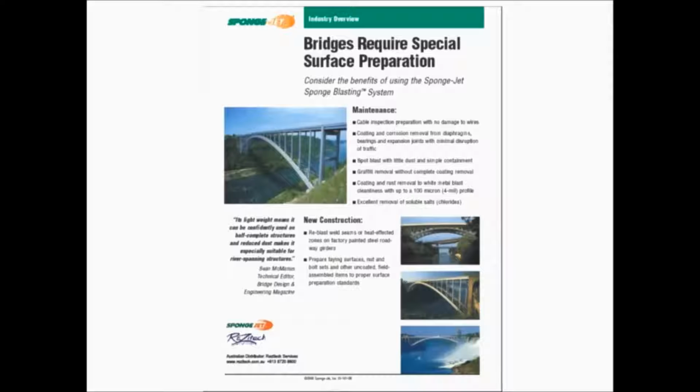Applications of specialty nature include cable inspection. It can be blasted with no damage to the wires, spot blasting with little dust and simple containment, excellent chloride removal, repairs to prepare fairing surfaces, nuts and bolts, and other uncoated field assemble items to proper surface preparation standards. And I may use the term fairing in a couple of the case studies. A fairing surface is one of the surfaces that are in contact at a joint. Fairing surfaces may be connected to each other by bolts or rivets or adhesives or by welding.